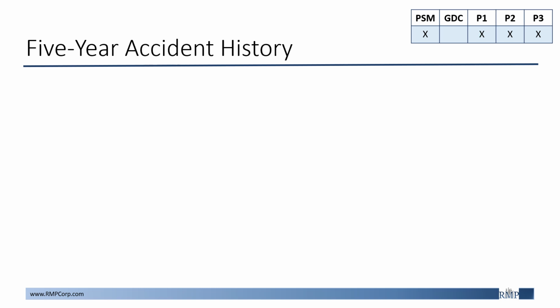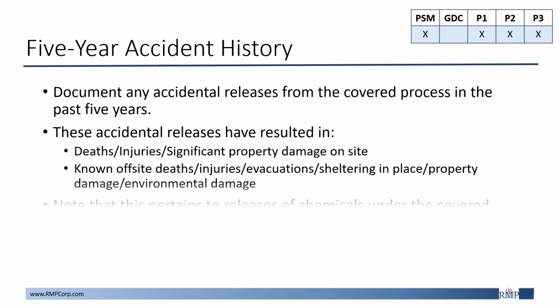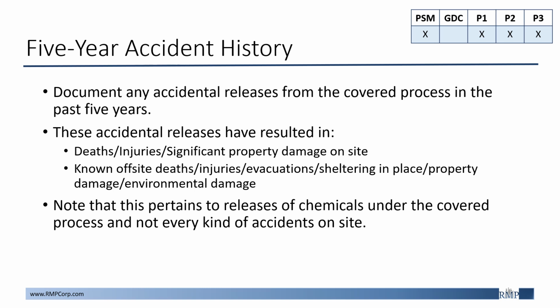Next up is the 5-year accident history. This is where you document any accidental releases from the covered process in the past 5 years. Accidental releases are ones that lead to deaths, injuries, significant property damage on site, or any known off-site deaths, injuries, evacuations, sheltering in place, property, or environmental damage. These events are usually considered incidents and would also be addressed within the incident investigation. Note that this pertains to releases of chemicals from the covered process and not every kind of accident on site.